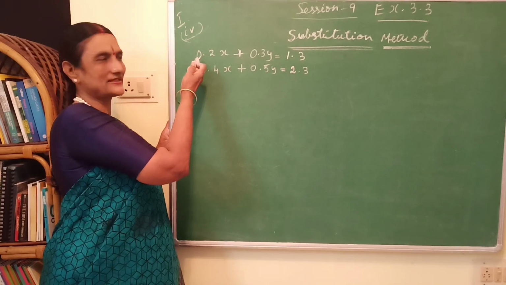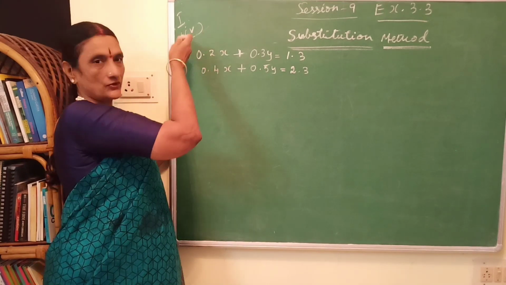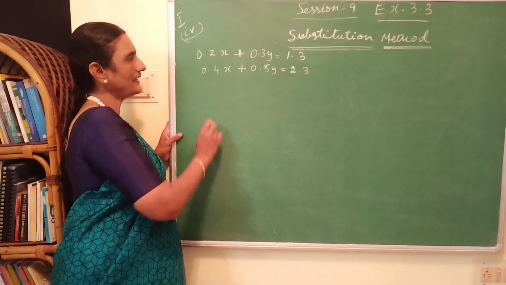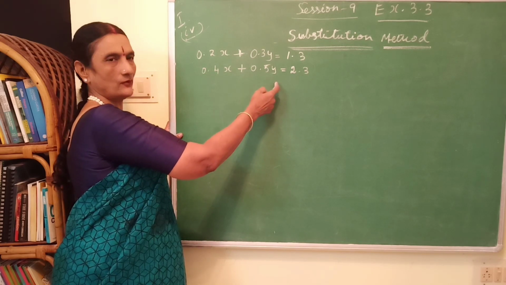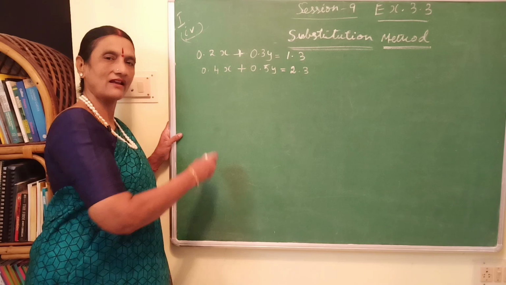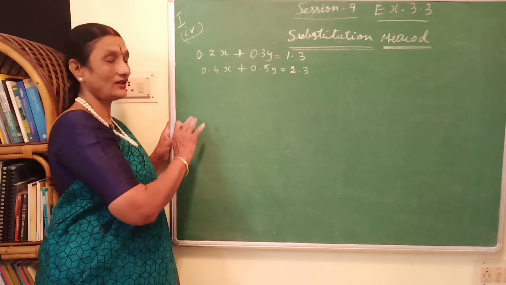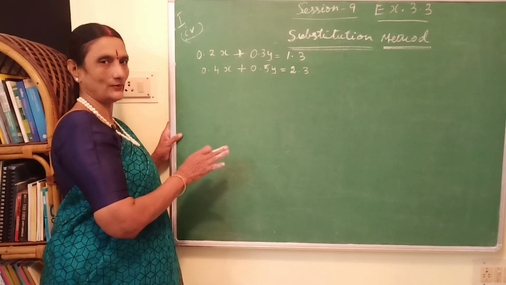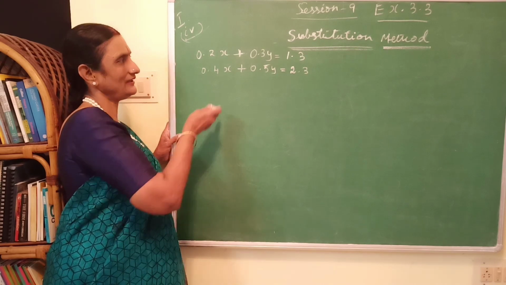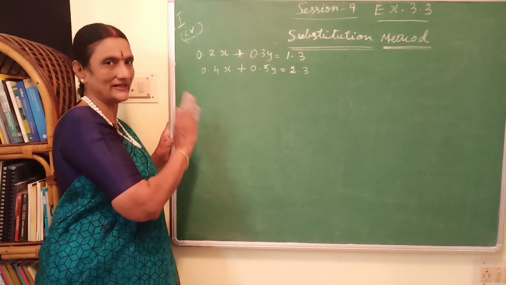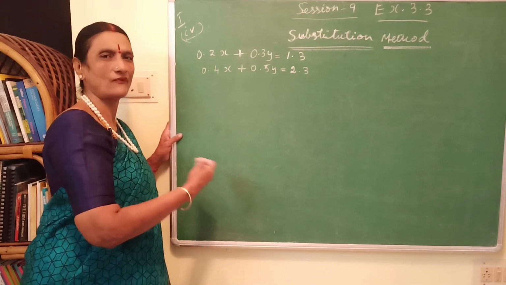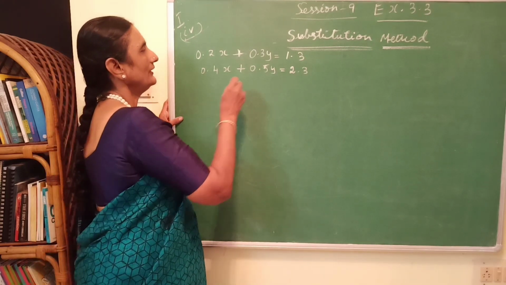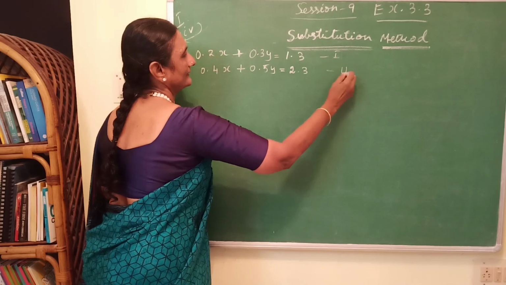We move on to the fourth subdivision in the same exercise of question number 1. 0.2x plus 0.3y is equal to 1.3 and 0.4x plus 0.5y is equal to 2.3. So, these are all decimal numbers. In order to eliminate the decimal values, we have to balance the equations. Even though we can still proceed with the decimals, in order to simplify our work, first we are taking them as fractions of 10. Let us name this equation 1 and the other 2.